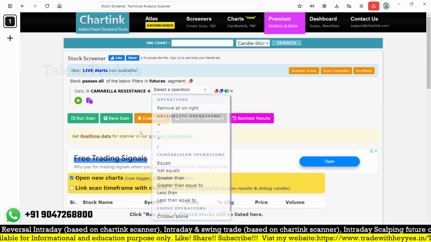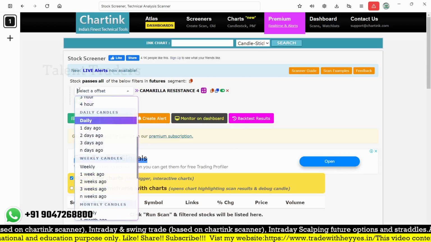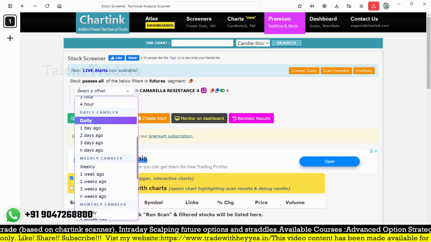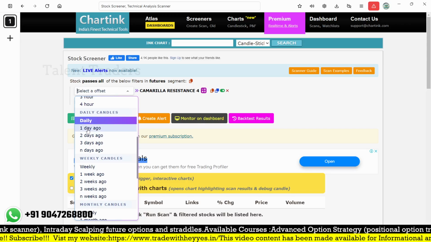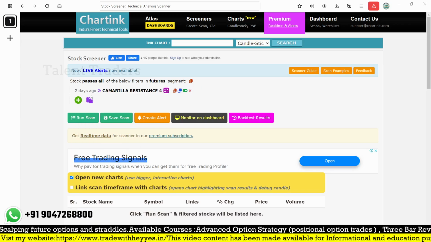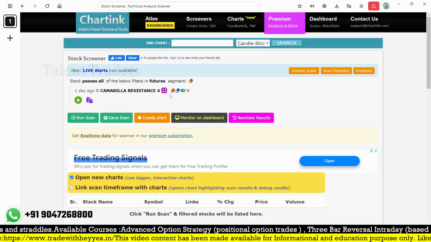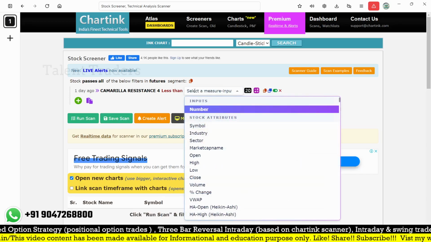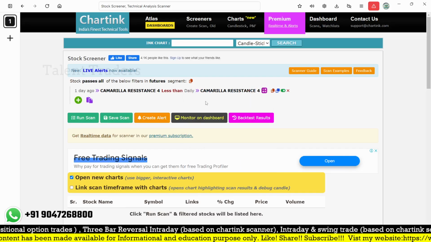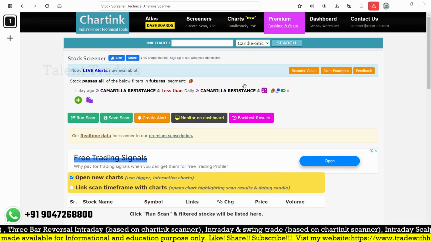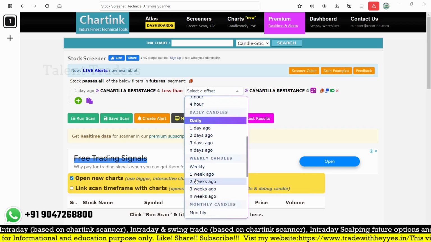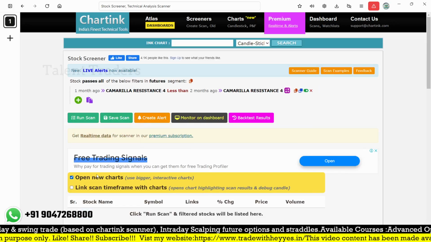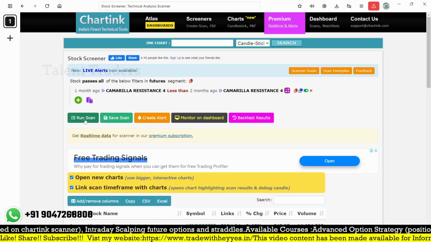So Camarilla R4, we are going to use it on a monthly basis. If I want to check the stocks for this month, I will be checking the previous month's data, because Camarilla R4 is calculated based on the monthly. So I'll take 1 month ago Camarilla R4, and it must be greater than the Camarilla resistance R4 of 2 months ago, also on a monthly basis. The scanner's conditions are created clearly.